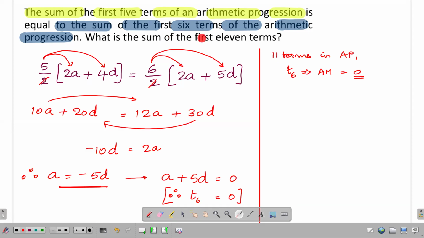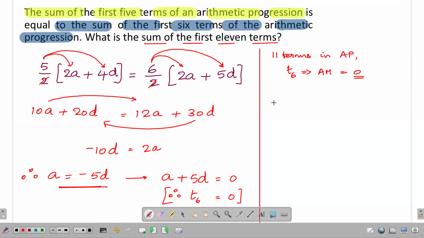The sum of the first 11 terms is what they are asking you to find. Those 11 terms are in arithmetic progression, meaning (11 plus 1) by 2, which is 12 by 2, the sixth term, is going to be the arithmetic mean. That sixth term, the arithmetic mean, is equal to 0. What is arithmetic mean? It is the sum of all the terms divided by the number of terms, right? So the sum of those 11 terms will be equal to 0.